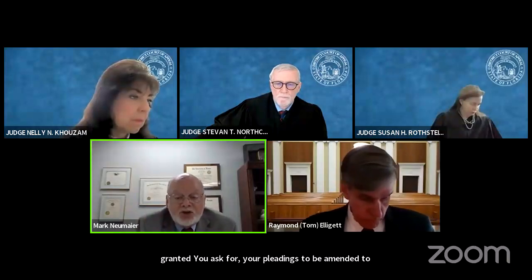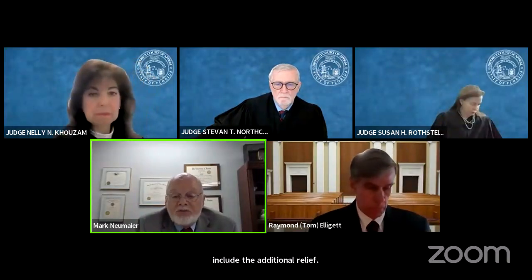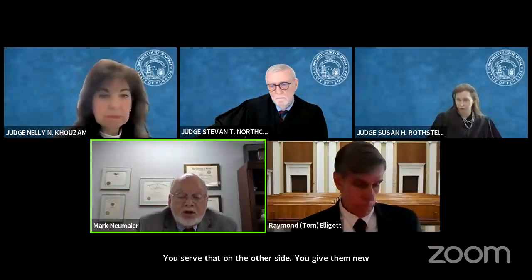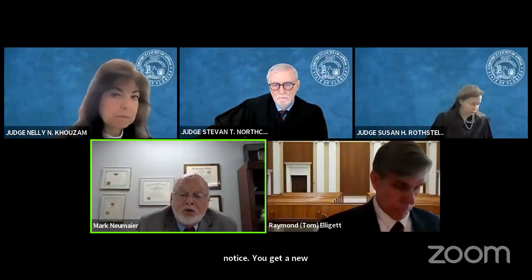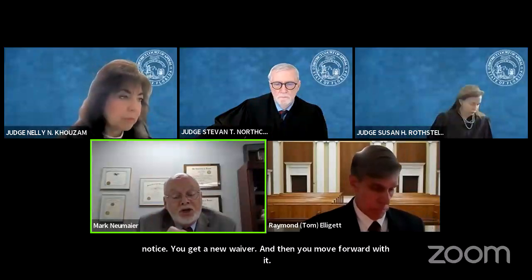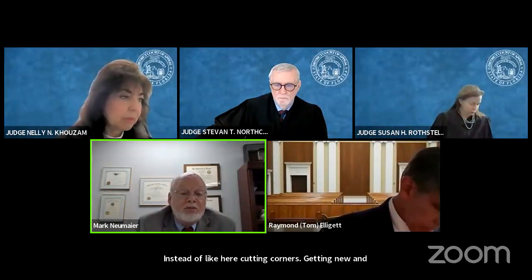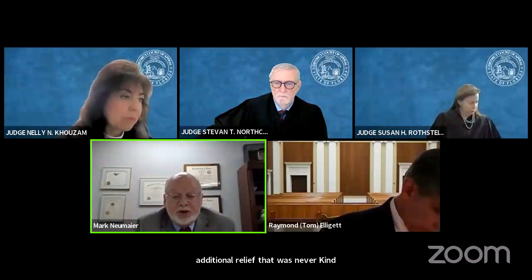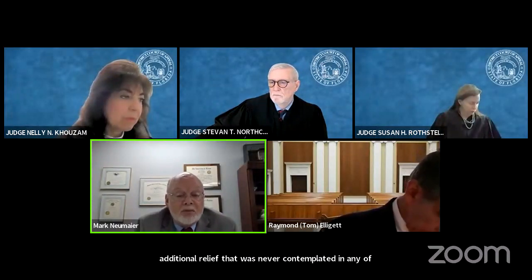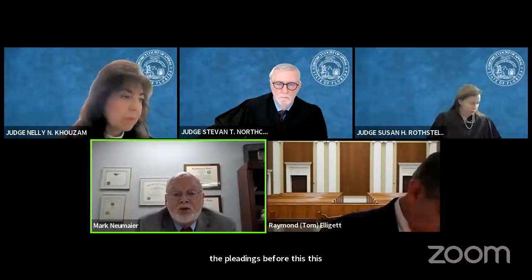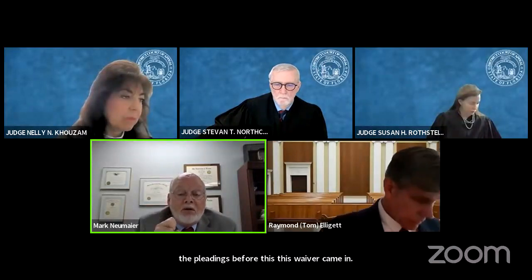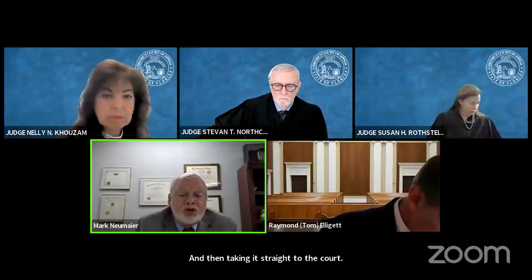You ask for your pleadings to be amended to include the additional relief. You serve that on the other side. You give them new notice. You get a new waiver, and then you move forward with it. Instead of, like here, cutting corners, getting new and additional relief that was never contemplated in any of the pleadings before this waiver came in, and then taking it straight to the court without allowing the court to assume jurisdiction over that issue.